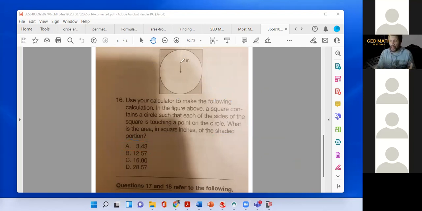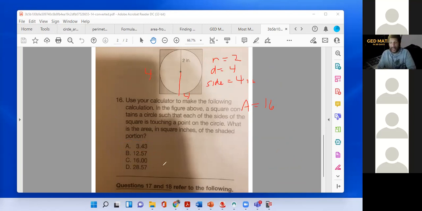Once I realized that this radius is 2, I know my diameter is 4. So I know my side of this square is also 4, correct? So the first thing I'm going to do is find the area of that square, which is 16, right? Now, that would be the entire square.